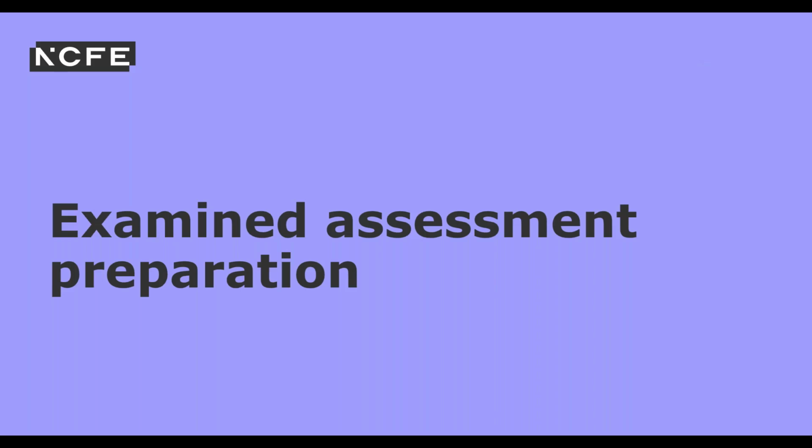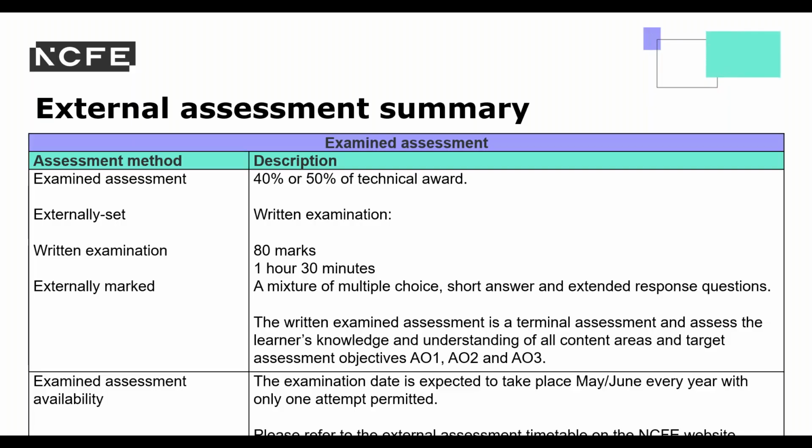So we've just looked at the NEA, and now I'd just like to talk a little bit more about preparing for the EA. To summarise the external assessment, or the EA, it is 40% of the technical award for all subject areas except for child development and care in early years and health and social care, where it is 50% of the technical award. It is a written examination that is externally set by NCFE, and learners have 1.5 hours to complete it, and it is graded out of 80 marks.